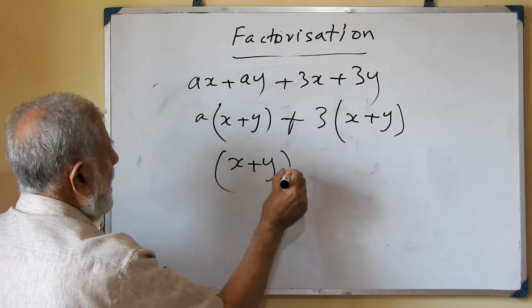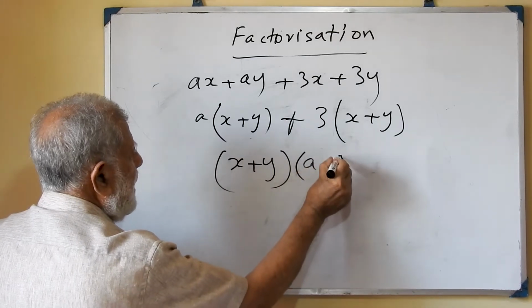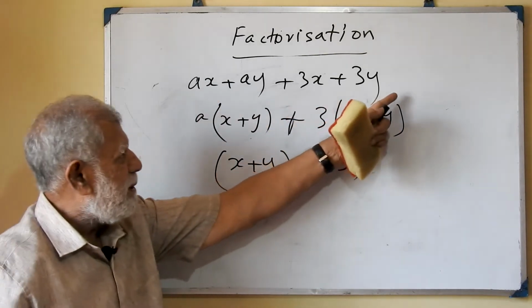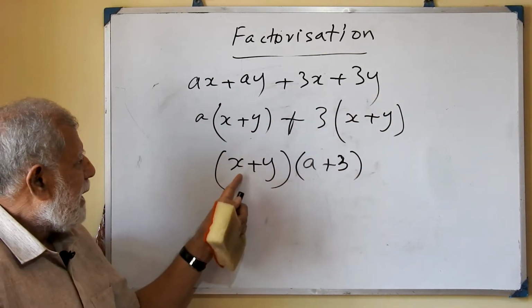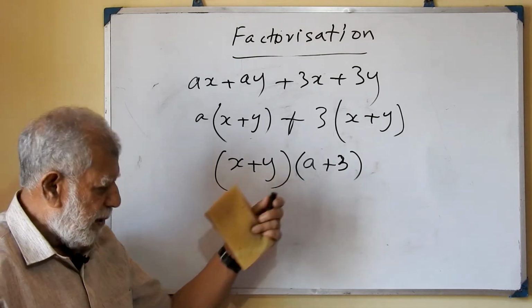And what is remaining here is a, and 3 is remaining there. So the factor for this 4-term expression is (x plus y) into (a plus 3). This is called factorizing by grouping.